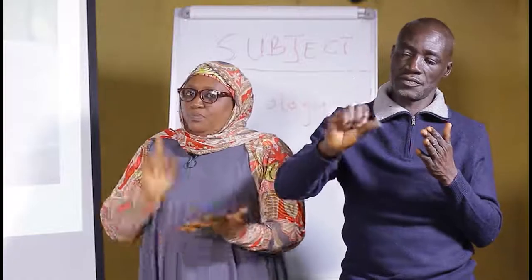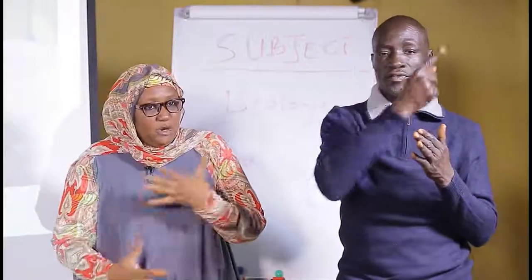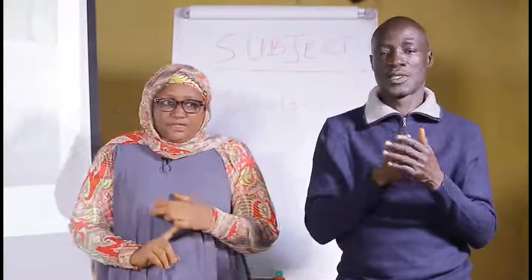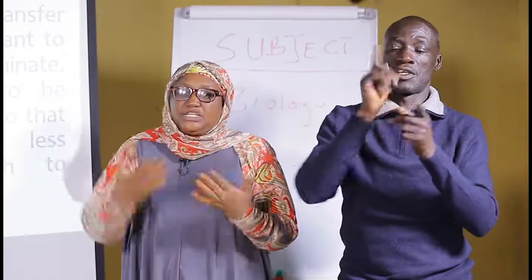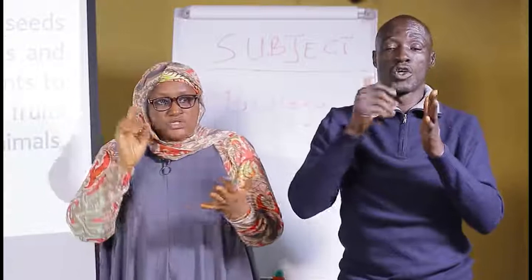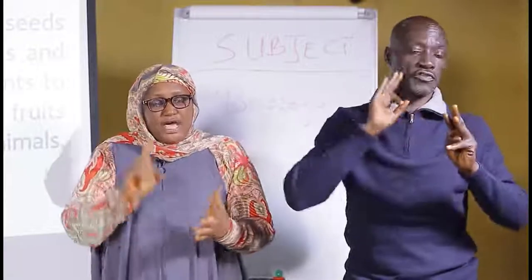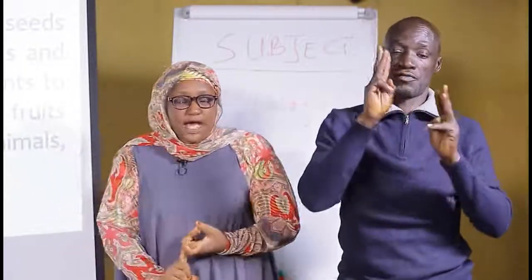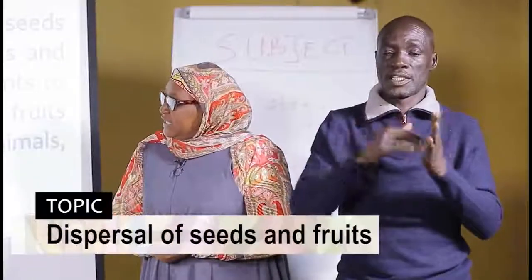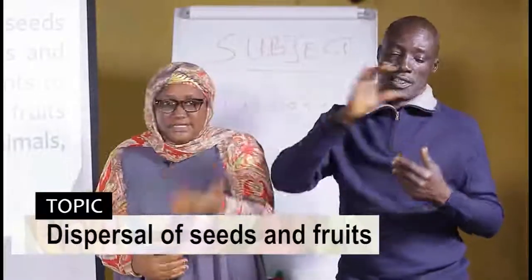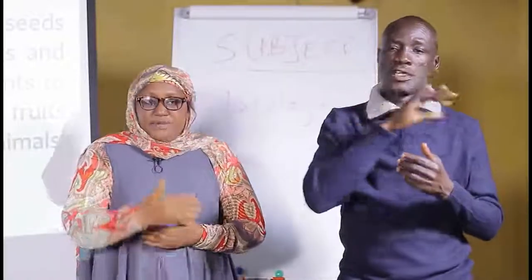But before I go, let me quickly summarize what we have said. We have defined dispersal as the movement or the transfer of fruit and seed from the body of the mother or the parent plant to another place. And we have also seen agents of dispersal, where we say we have wind, water, animals, human beings inclusive, and explosive mechanism, where we have taken time to explain one after the other with diagrams.